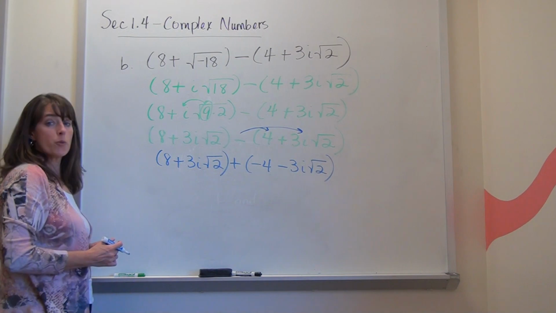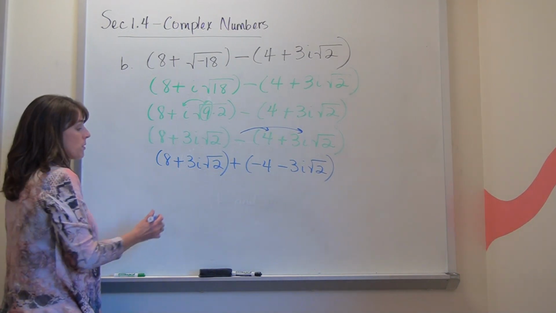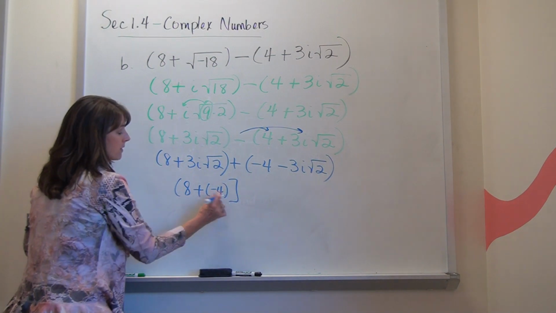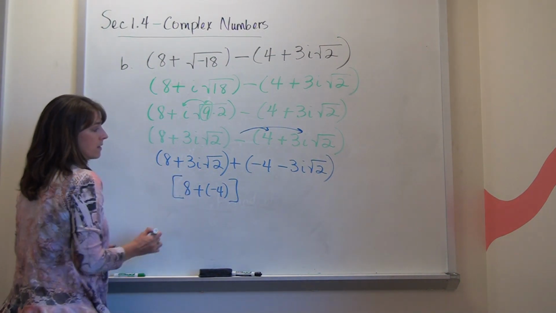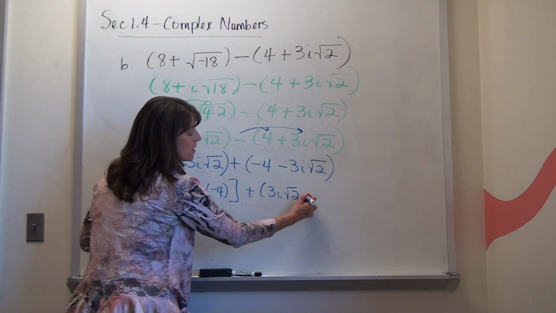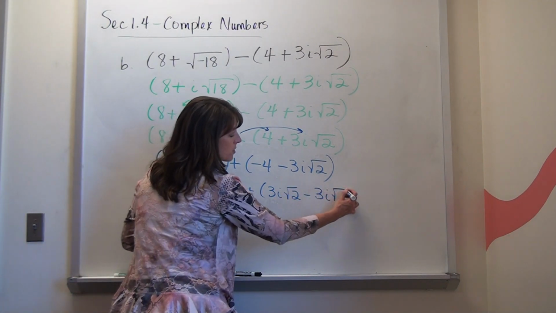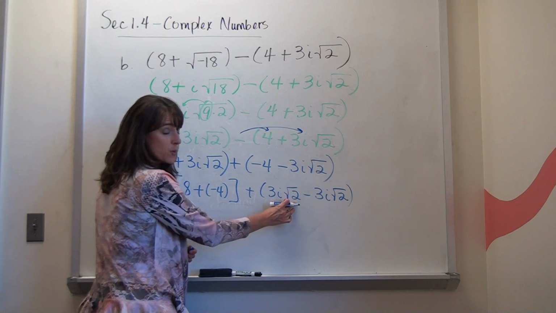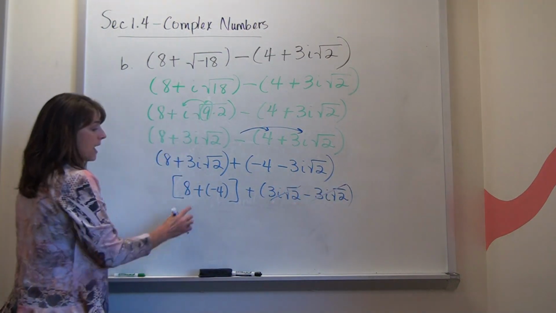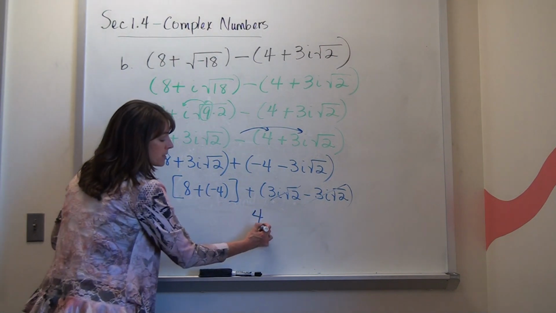Now I can combine up all the real parts and combine up all the imaginary parts. So I'll say 8 plus a negative 4. And then I'll combine up the imaginary parts. 3i square root of 2 minus another 3i square root of 2. Well, if I take a 3i square root of 2 and I take all of them out, I got nothing left there. They cancel out completely. And I know that an 8 plus a negative 4 is simply a 4.